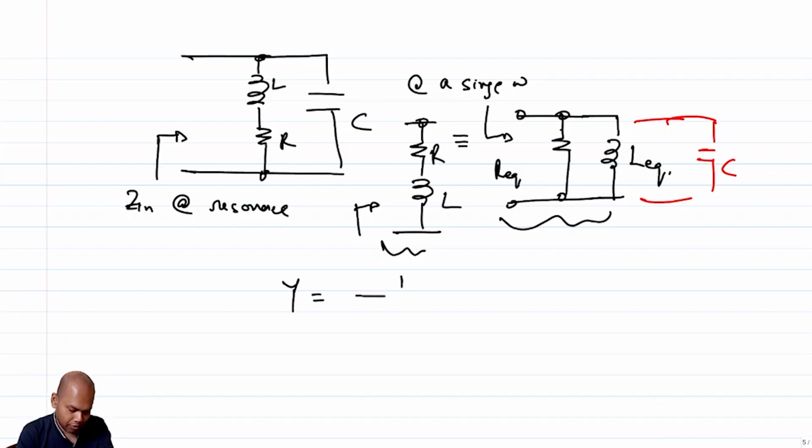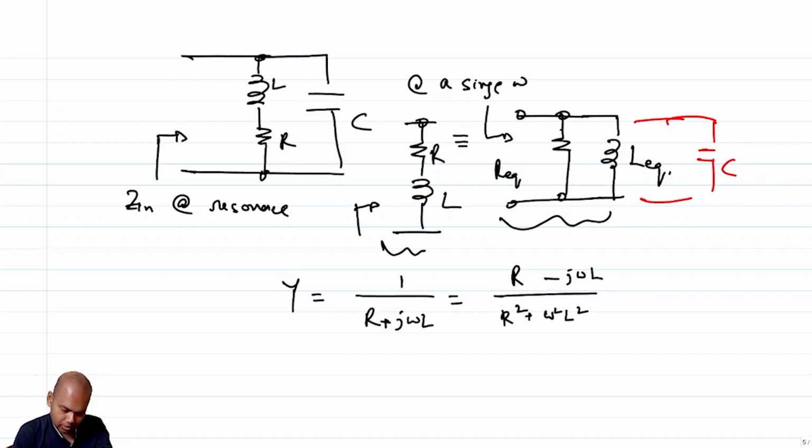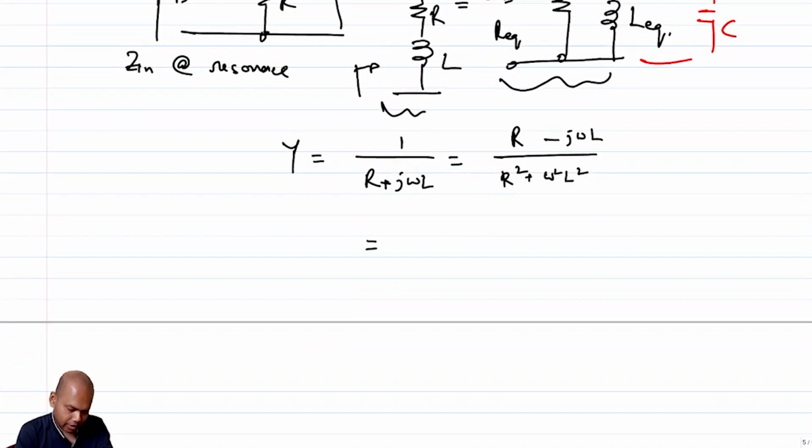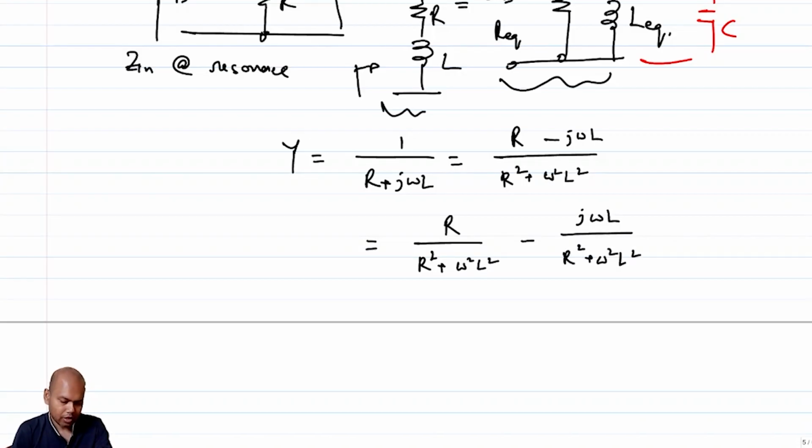Y is basically 1 by R plus j omega L, which is R minus j omega L by R square plus omega square L square, right? Which I can break up as R by R square plus omega square L square minus j omega L by R square plus omega square L square, right? Now this clearly is a resistor. What is this? Note that I have minus j, negative j, which means this is in the admittance, right?